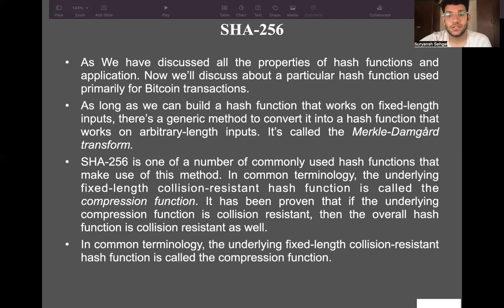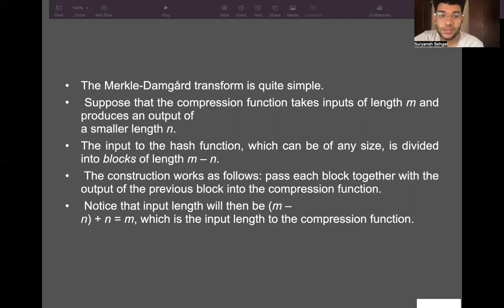As long as we can build a hash function that works on a fixed length input, there's a generic method to convert it into a hash function that works on arbitrary length input. It is called the Merkle-Damgard transform. SHA-256 is one of the most commonly used hash functions that make use of this method. In common terminology, the underlying fixed length collision resistant function is known as a compression function. It has been proven that if the compression function is collision resistant, then the overall hash function is collision resistant as well.